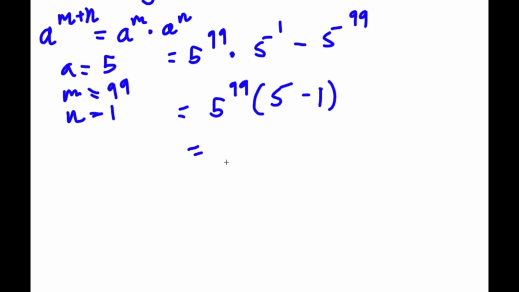And now this is equal to, we can simply simplify what's in the parentheses. 5 minus 1 is 4. So we have 5 to the power of 99 times 4. And this is our answer.